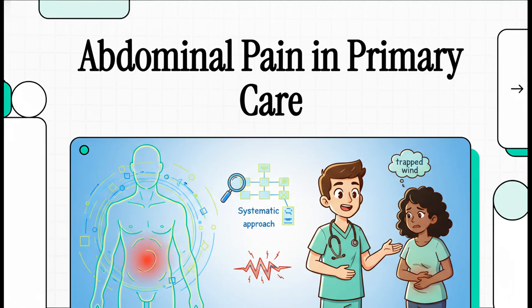Okay, let's talk about abdominal pain. It's one of the most common things you're going to see in primary care. And honestly, it can be one of the most stressful. The list of what it could be is massive. I mean, it ranges from something simple like trapped gas all the way to a life-threatening ruptured aneurysm. Your assessment skills are pretty much all that stands between a routine case and a total catastrophe.